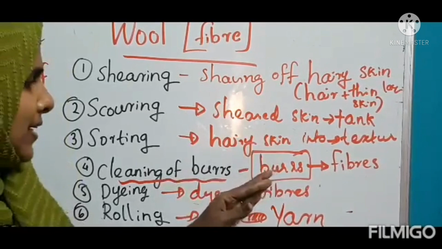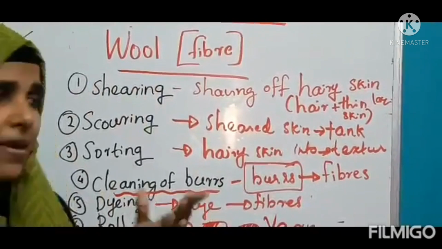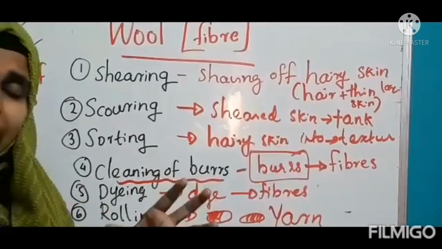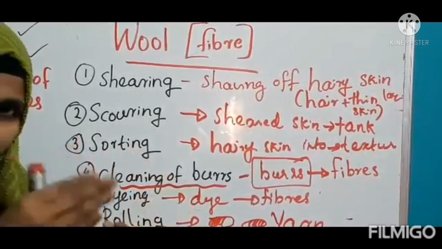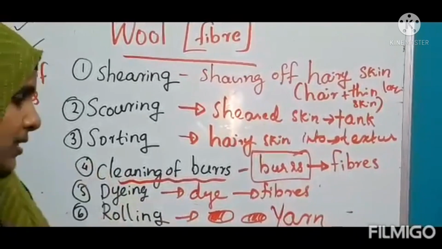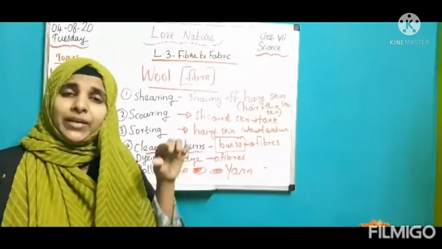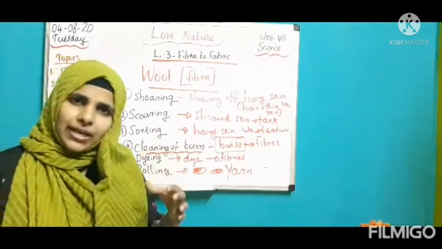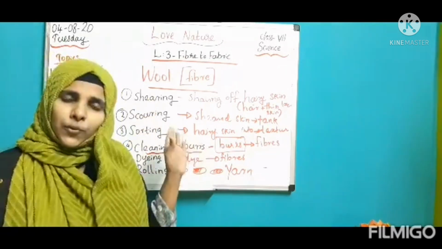So what will we do, children? For getting the fibers from the sheep, the first process is shearing, shaving. Then scouring means the shared hairy skin we are putting in a big tank, using a machine. Sorting, sort out that skin based on the texture. Then cleaning of burrs and dyeing, using different colors for dyeing the fibers. Then rolling. After that you can make a roll like a yarn. Okay, these are the different processes for making wool fibers.